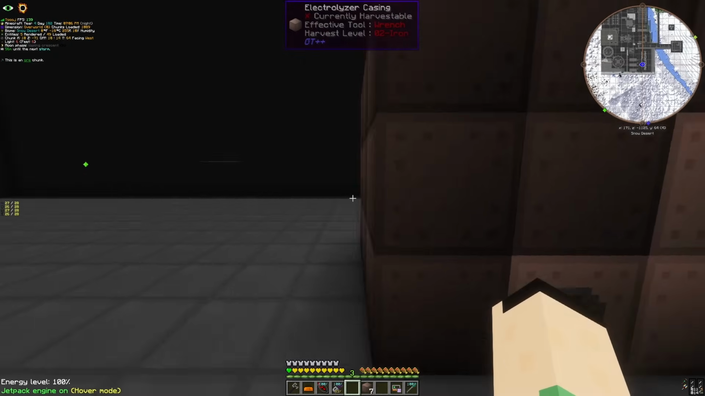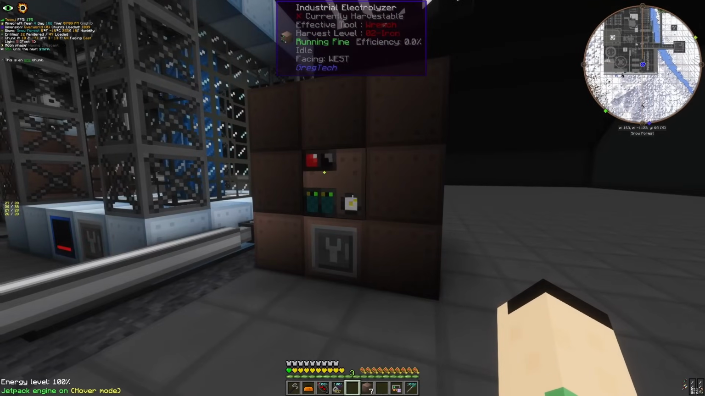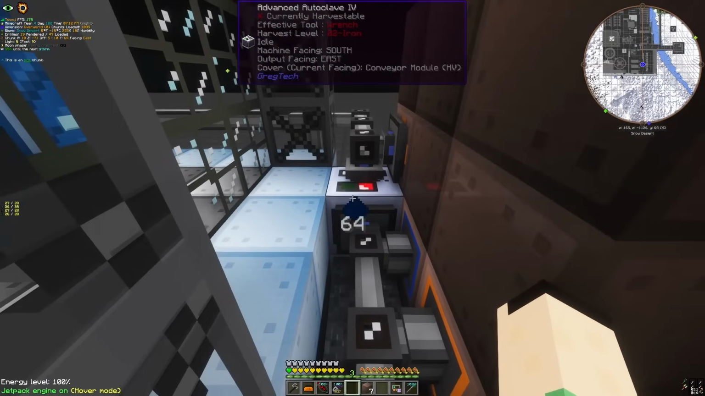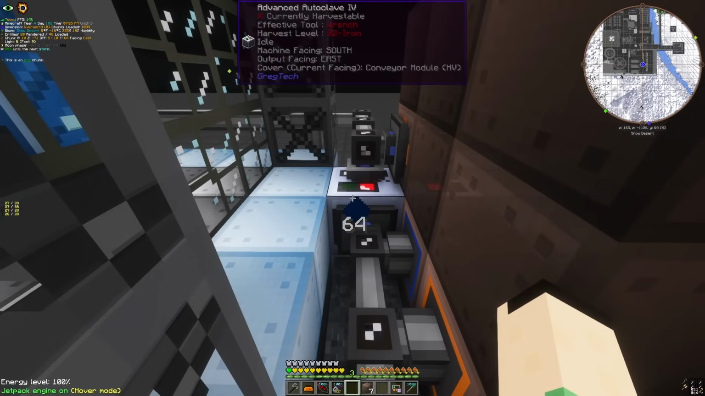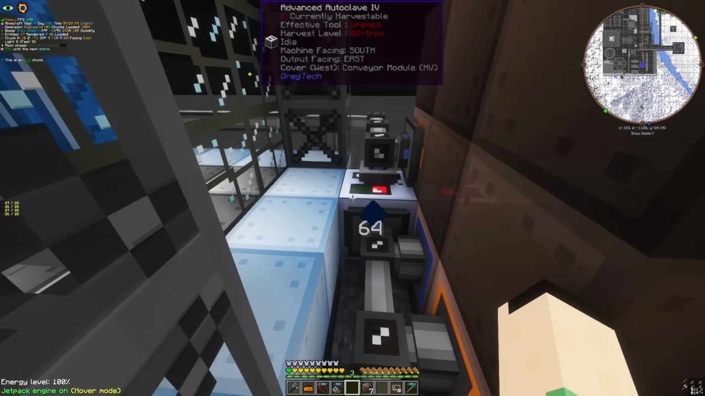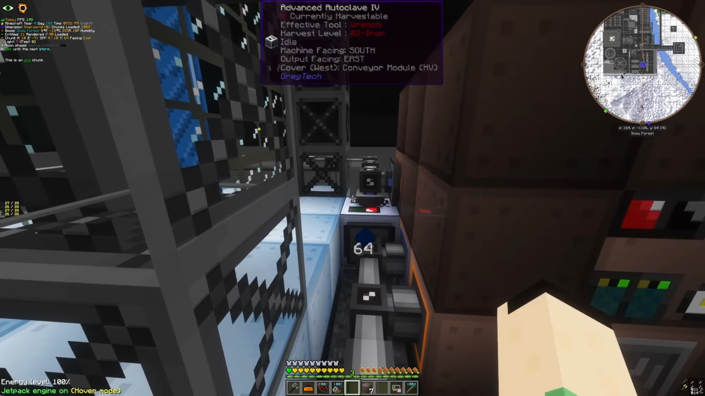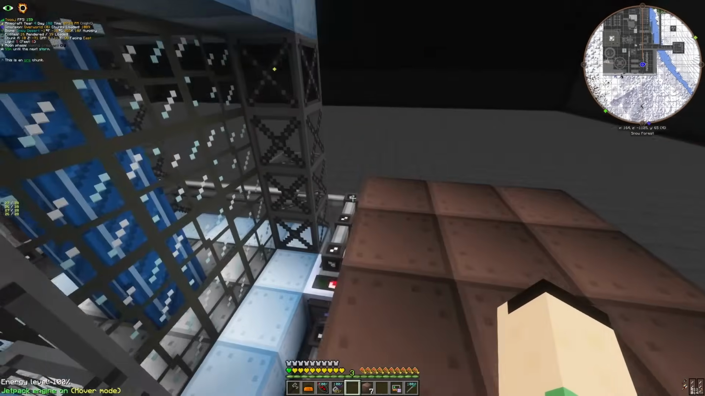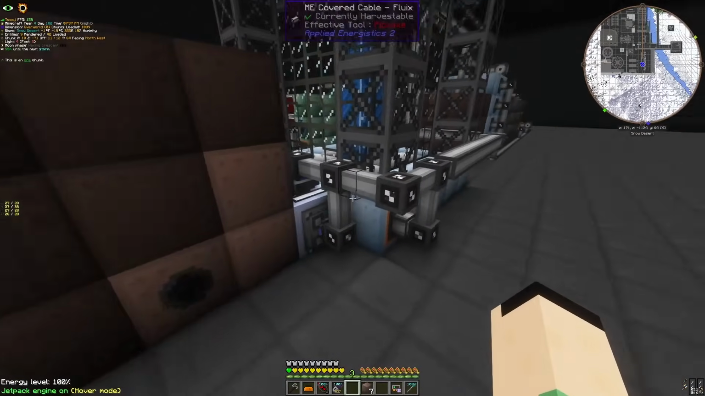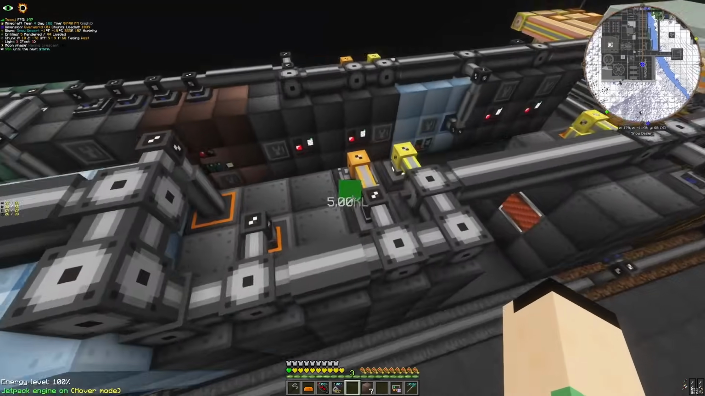But the rest is processed in this electrolyzer, that being the adamantine dust, and the advanced autoclave, and that would be the Naquadah rich solution. From this autoclave, you get the Naquadah dust, and also your P507, which I am using a P2P to send back to where we originally used it.